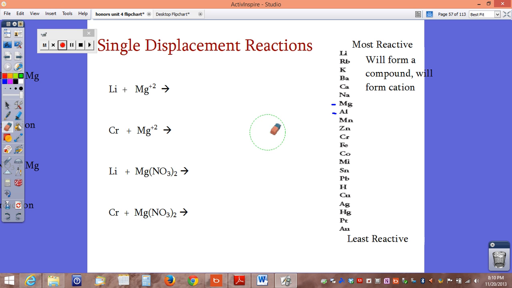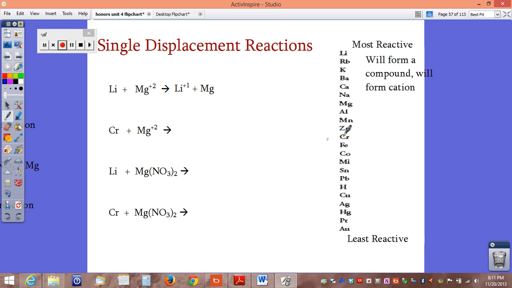First one, we have lithium and magnesium. Lithium is at the top, magnesium is down lower. Magnesium is more reactive. It will be the ion at the end. It will form the compound. So here, we're going to show it forming the ion. Next one.